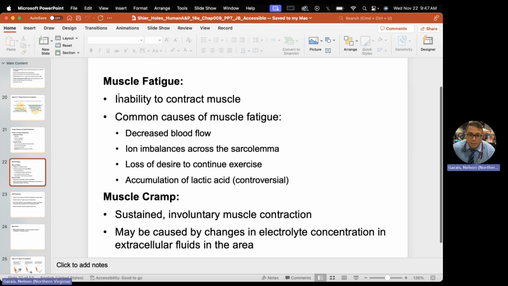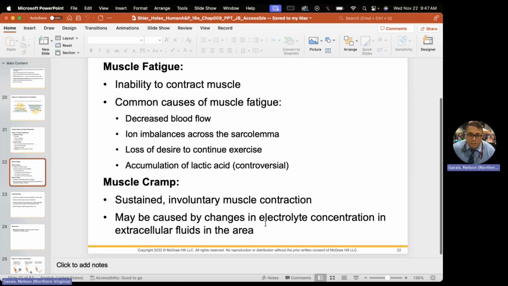Muscle fatigue, because I mentioned that a little earlier, right? You cannot contract muscle forever because everything has to be recycled, and we saw that. That's why, as hard as you may try, you cannot keep a contracted muscle forever.